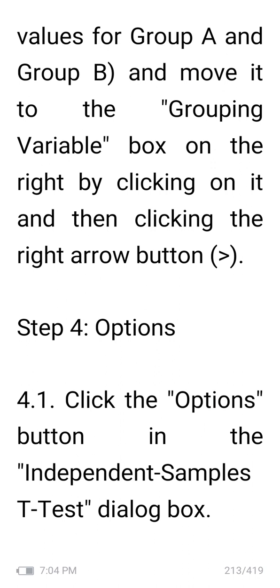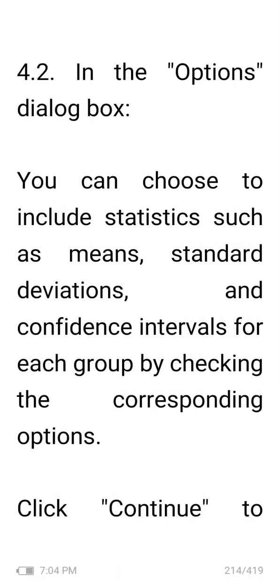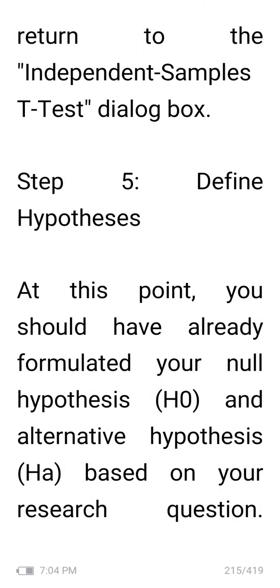Click the options button in the Independent Samples t-test dialog box. In the options dialog box, you can choose to include statistics such as means, standard deviations and confidence intervals for each group by checking the corresponding options. Then click continue to return to the Independent Samples t-test dialog box.